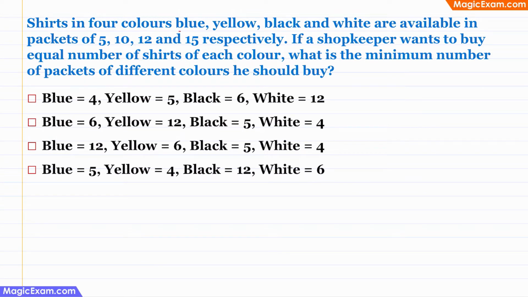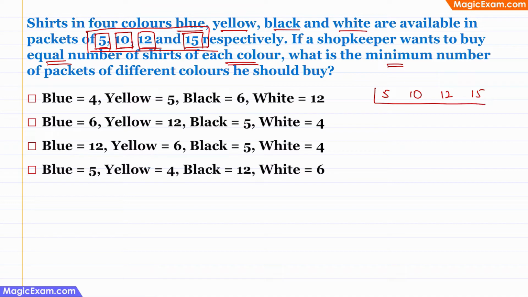Shirts in 4 colors, that is blue, yellow, black and white, are available in packets of 5, 10, 12 and 15 respectively. If a shopkeeper wants to buy an equal number of shirts of each color, what is the minimum number of packets of different colors he should buy? So if the shirts are available in packets of 5, 10, 12 and 15, and we need an equal number of shirts of all 4 colors, then we have to take the lowest common multiple, that is the LCM of these 4 numbers. So let's calculate the LCM of 5, 10, 12 and 15.